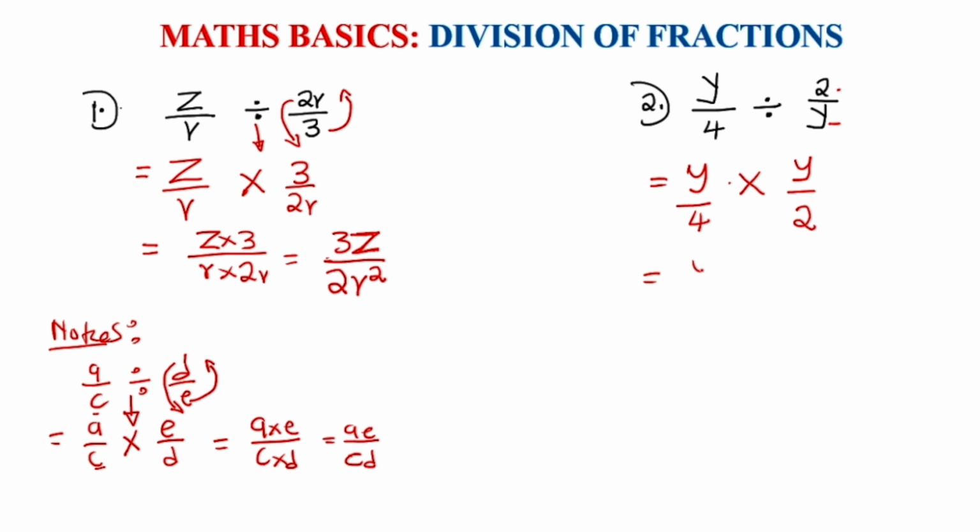Therefore, as it is, you are going to say y multiplied by y. Therefore, 4 multiplied by 2. This should therefore give you y squared all over 8. And that's how you would deal with examples that have to do with the division sign.